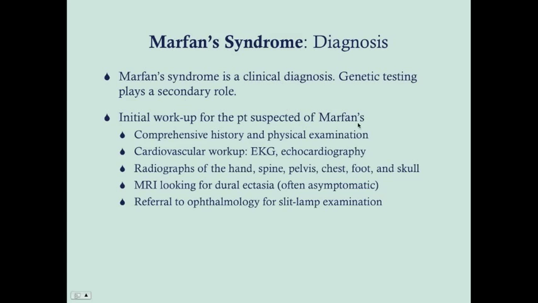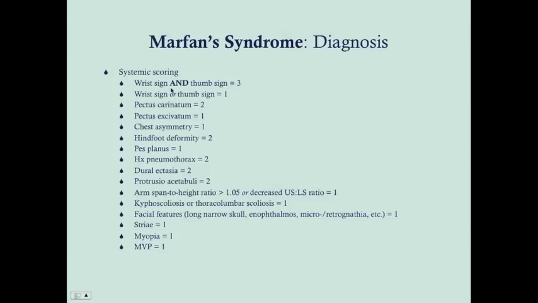So you'll start with your comprehensive history and physical examination. And what you're looking for here is a systemic score. Don't memorize this, but just know that these are the symptoms of Marfan syndrome. These are your findings that you'll see on physical exam. So the wrist sign and the thumb sign together, that's 3 points. And we're looking for the magic number here, which is 7. So the wrist sign and thumb sign right there puts you at 3 points. If you have either the wrist sign or the thumb sign, that's going to be 1 point.